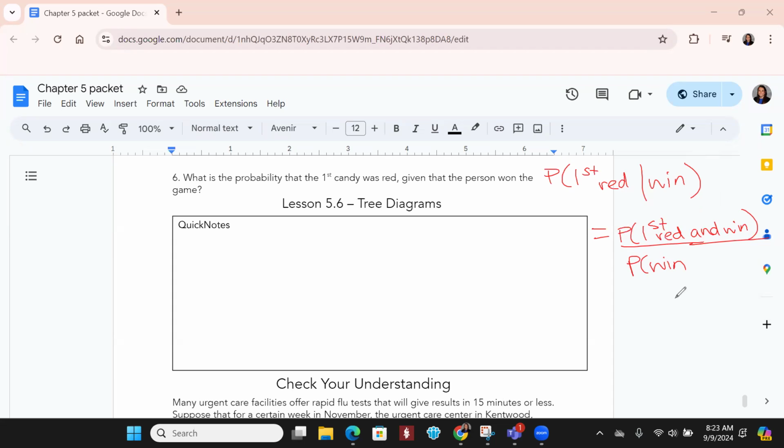Okay, so looking at our tree diagram, what was the fraction for when the first is red and they won the game? 12 out of 30. And what was our probability of winning? That's our last problem. What was that? 14 out of 30. So if we take 12 out of 30 and divide it by 14 out of 30, that's going to give us 0.86.